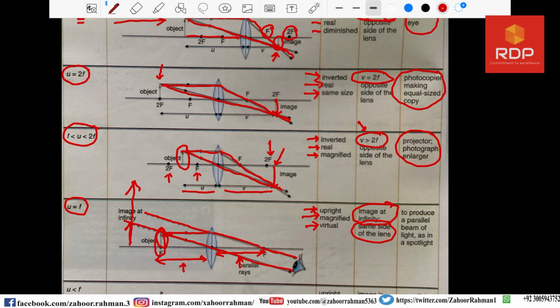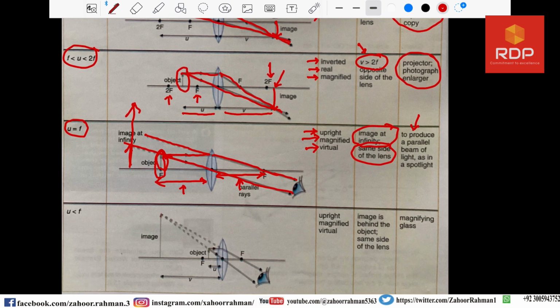and that is mostly used in the spotlight to produce a parallel beam of light as in a spotlight. This is a special arrangement for scientific research. So if you want to see that, then you will make this arrangement.